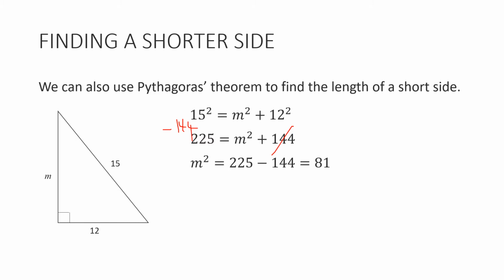Now we're back to the last step of Pythagoras' theorem, which is let's get rid of the square by doing the square root of both sides. So m is the square root of 81, which is 9. And so have a look through there, make sure that that makes sense to you. We've still started with Pythagoras' theorem. We've had to solve an equation, so there's sort of one extra step, and then the ending is the same.